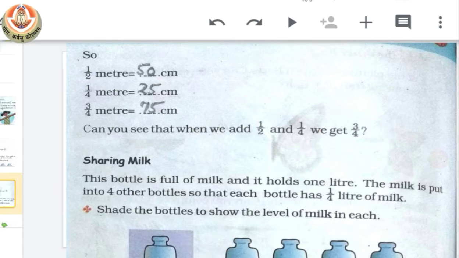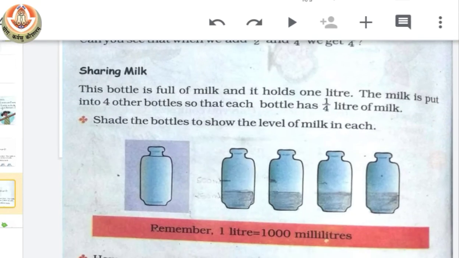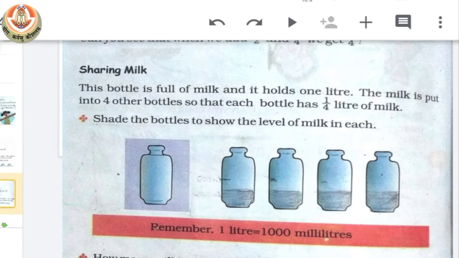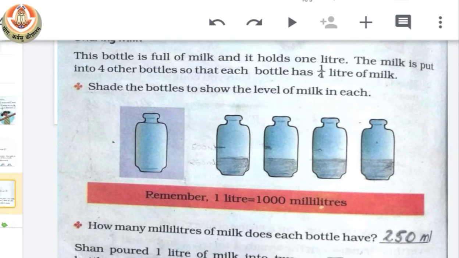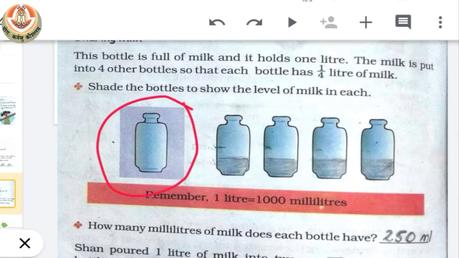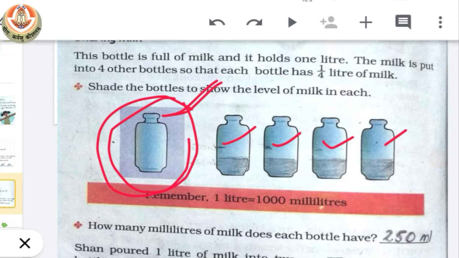Okay. Now let's move on to the next exercise. We have this bottle full of milk. You can see here this bottle is full of milk and it holds 1 liter of milk. The milk is put into 4 other bottles so that each bottle has 1 by 4th liter of milk. Now we pour the milk from this bottle into these 4 bottles in equal amounts.